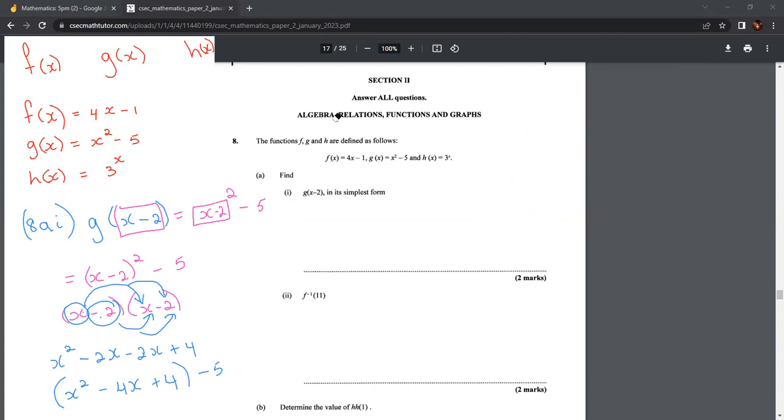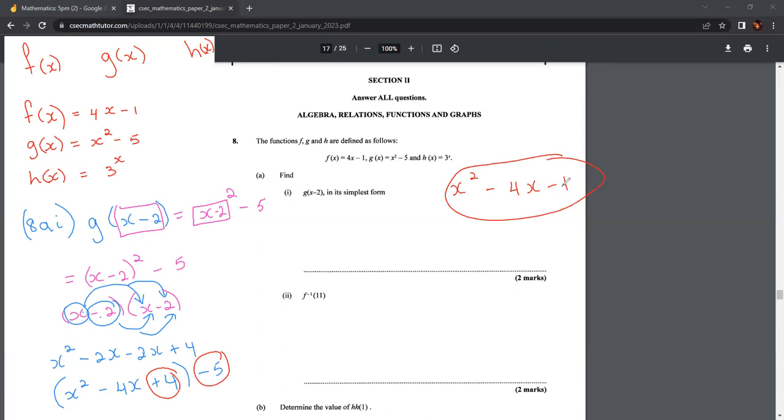All right, so looking at this part now, I have x squared minus 4x plus 4 minus 5. I have the whole numbers here, so I could simplify that. So I'll end up with x squared minus 4x, 4 minus 5, subtract, keep the sign of the larger, so we'll get minus 1. So in its simplest form, this will be the solution.